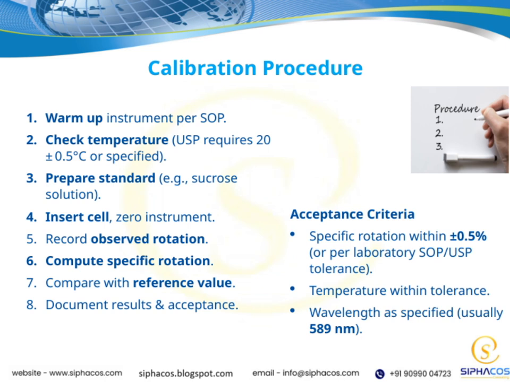After that, you'll compute the specific rotation using the observed data. It's important to compare this value with the known reference value to verify the instrument's accuracy. Finally, document all your results carefully, including whether they meet the acceptance criteria. This process ensures the reliability and consistency of your measurements, which is vital for quality control and overall product integrity.